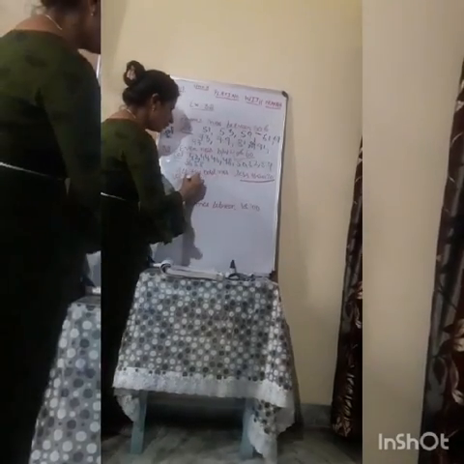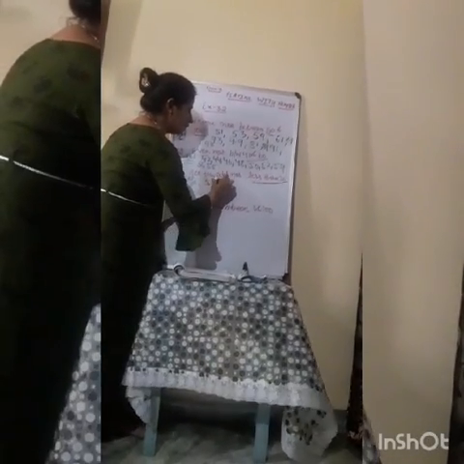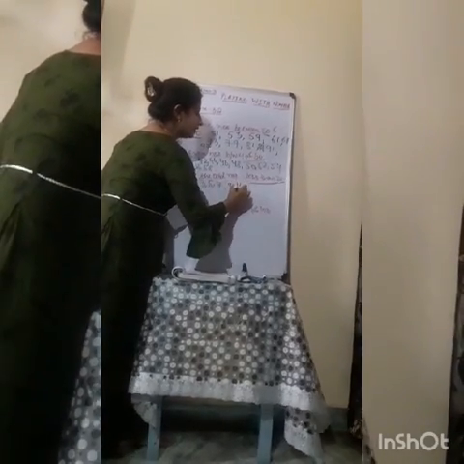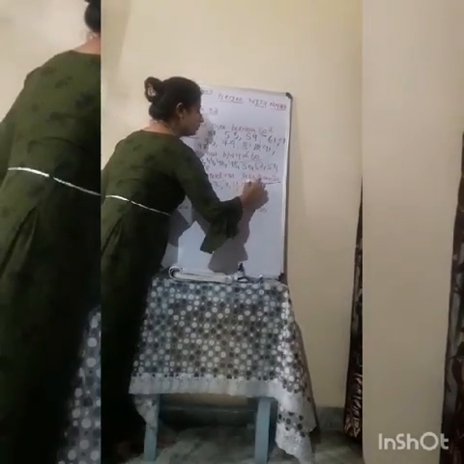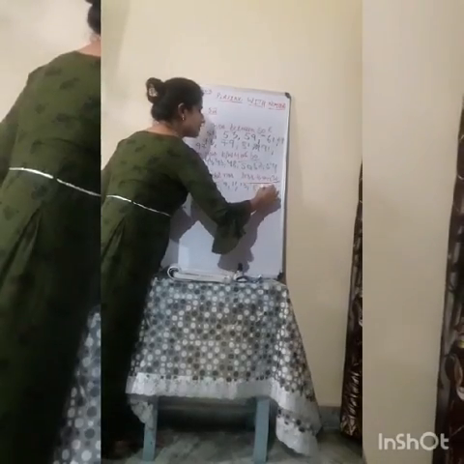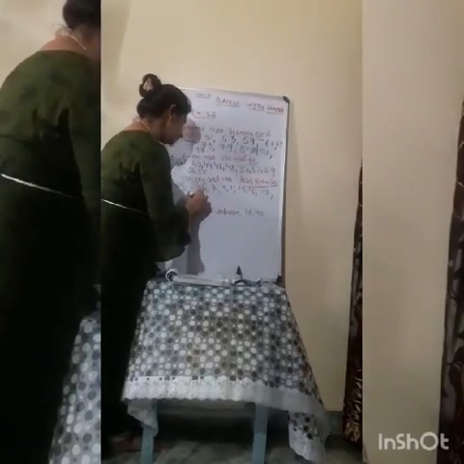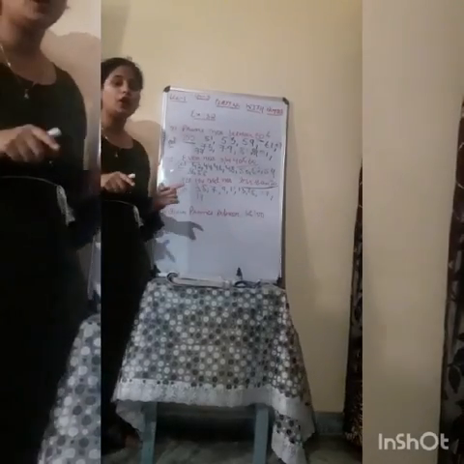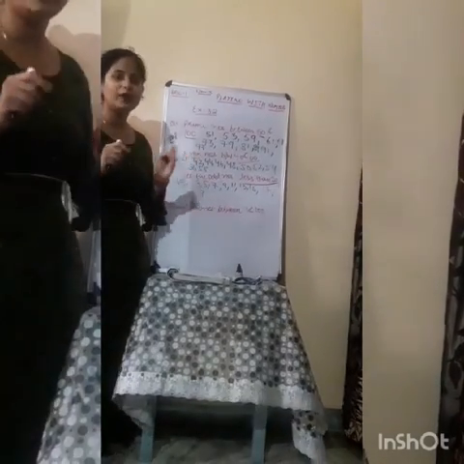Let's start. 3, 5, 7, 9, 11, 13, 15, 17 and 19. These all are the odd numbers which are less than 20.